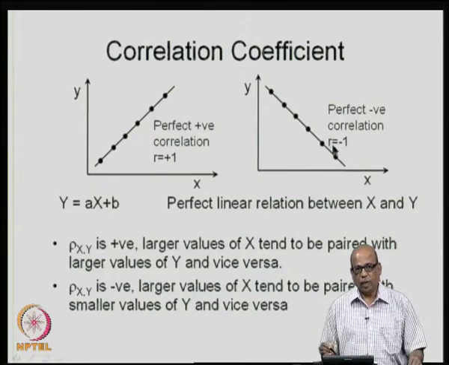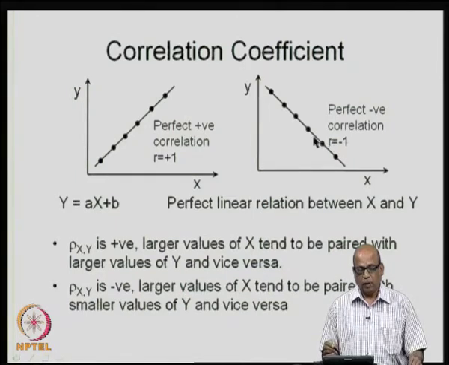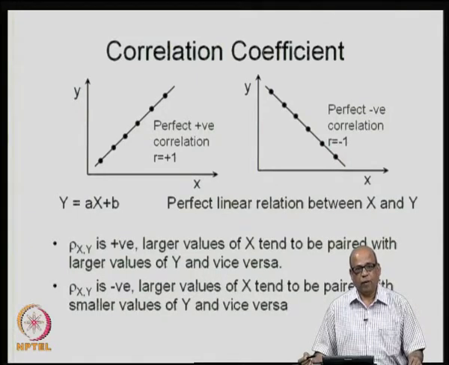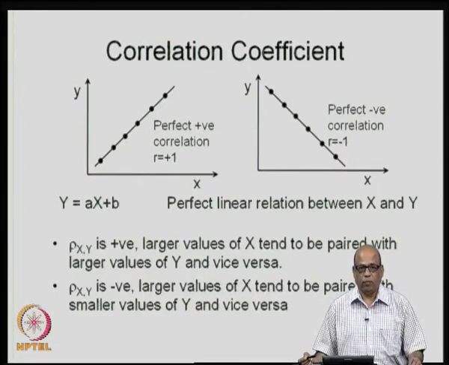If your correlation is -1, then it will lie on a straight line something like this, which means the higher the values of x, the lower will be the values of y. So, rho x y positive indicates that the larger values of x tend to be paired with larger values of y and vice versa. That is, if rho x y is positive, the higher the value of x, the higher will be the value of y. If rho x y is negative, the higher the value of x, the lower will be the value of y, and therefore the larger values of x tend to be paired with smaller values of y and vice versa.